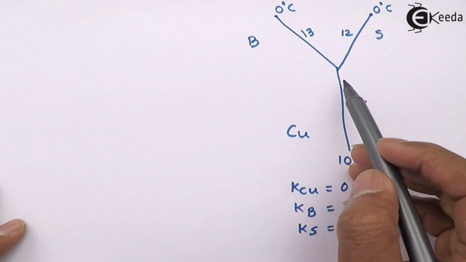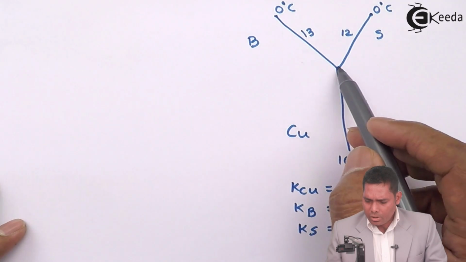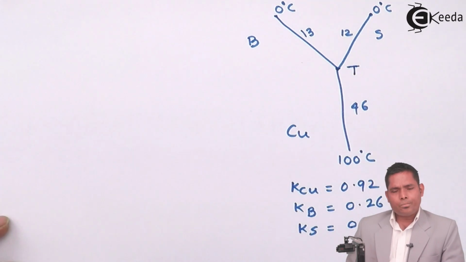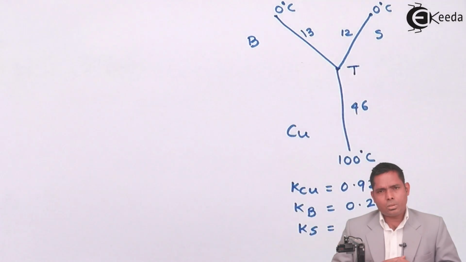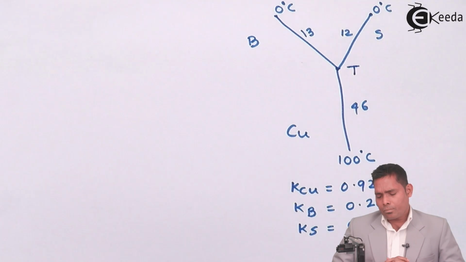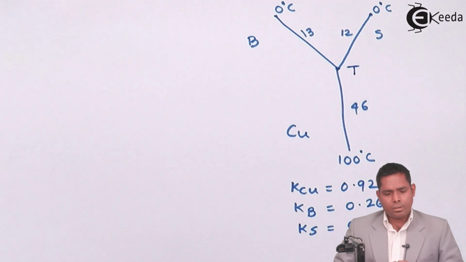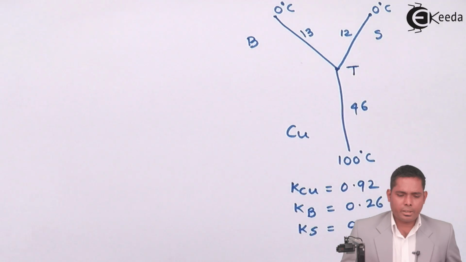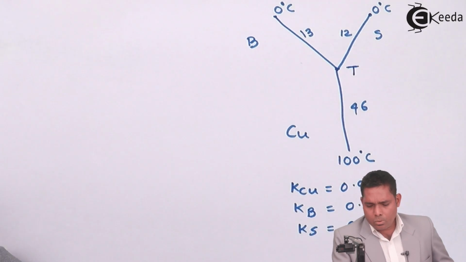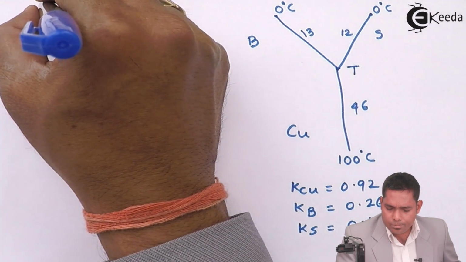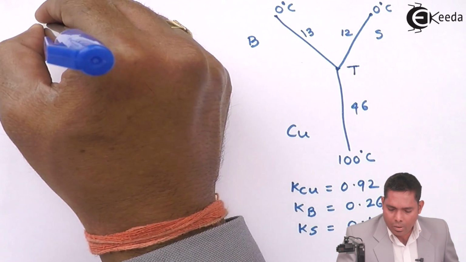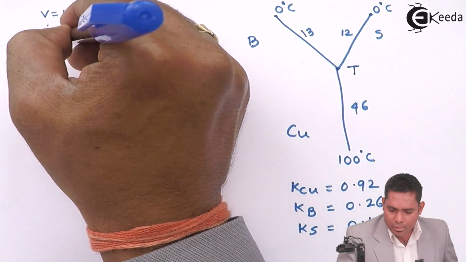The rate of heat flow. To find it, let us say that the junction is at a temperature T, which is not given to us. So first of all, we have to find the temperature of the junction and then we'll find the rate of heat flow. Rate of heat flow is just like the electric current. So it is the heat current, and as we know the formula for electric current, V equals IR, so I equals V by R.